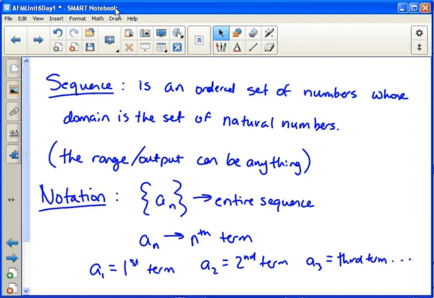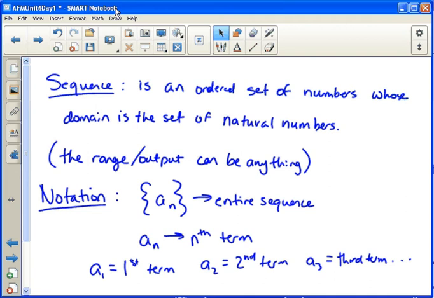Sequences are the next thing we'll be talking about in advanced functions. A sequence is an ordered set of numbers whose domain is the set of natural numbers. If you've ever dealt with patterns of numbers when you were younger, something like 2, 4, 8, 16, 32, where it doubles every time, or maybe 1, 2, 4, 7, 11, 16, where it adds one more every time, plus 1, plus 2, plus 3, plus 4, and so on. Those are examples of sequences.